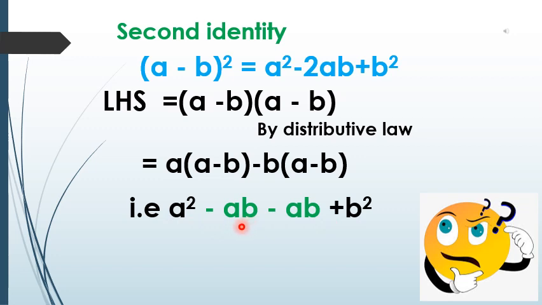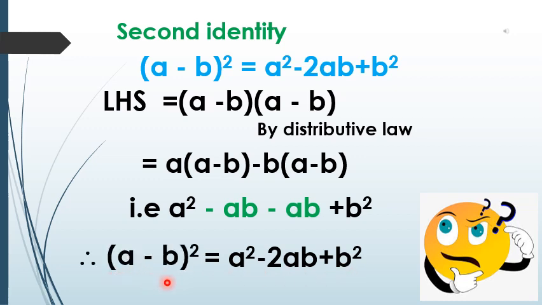Here we can add these two like terms. So -ab and -ab becomes -2ab plus b². This is the formula of (a - b)². Therefore, (a - b)² is equal to a² - 2ab + b². This is our second formula.